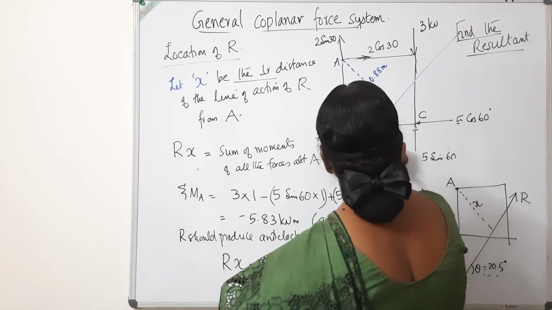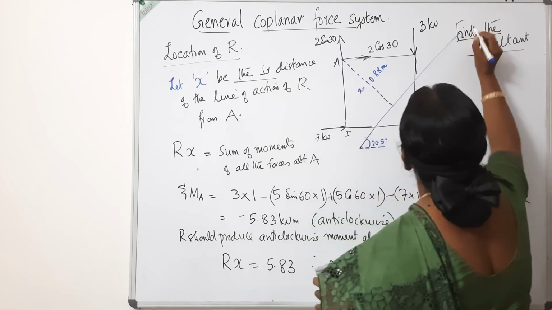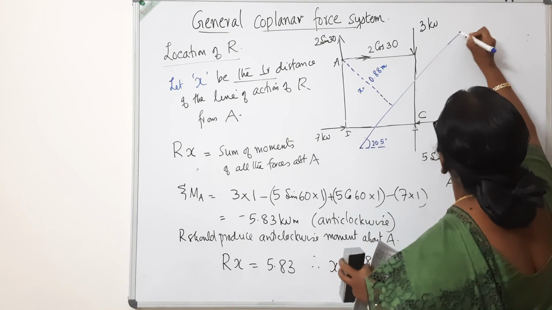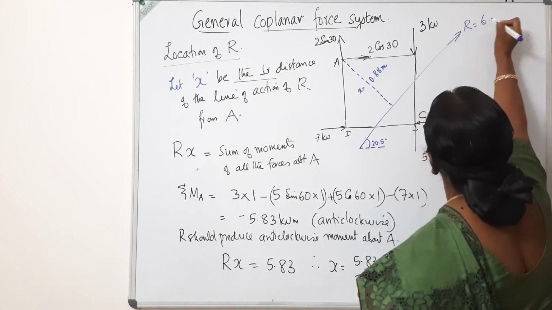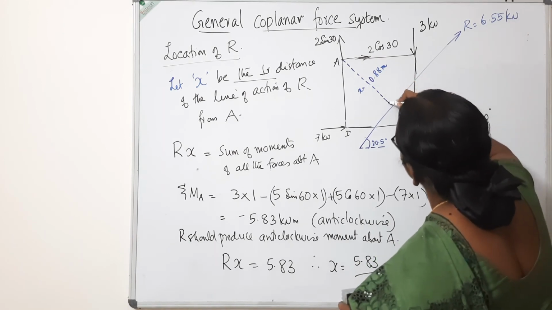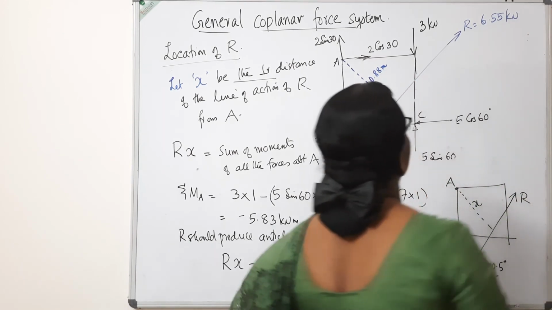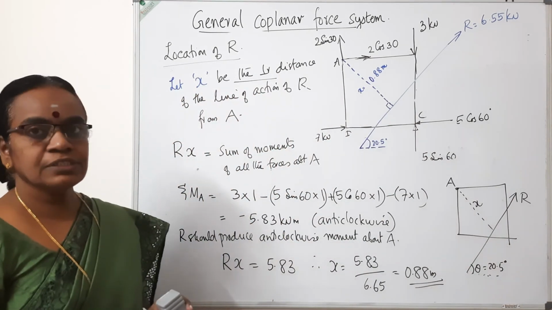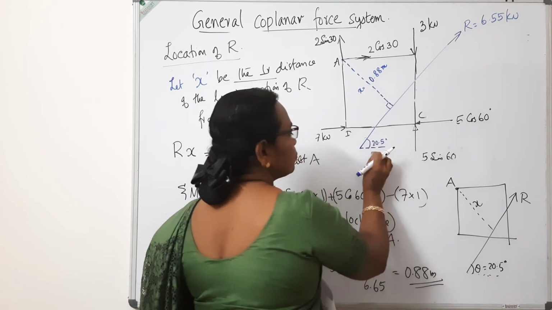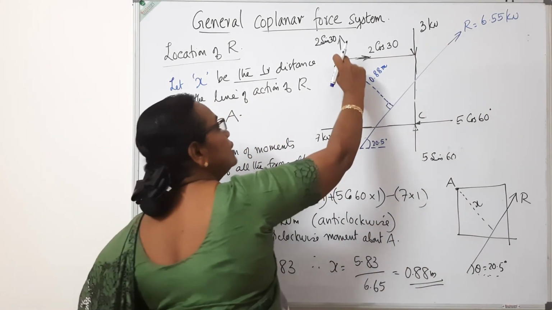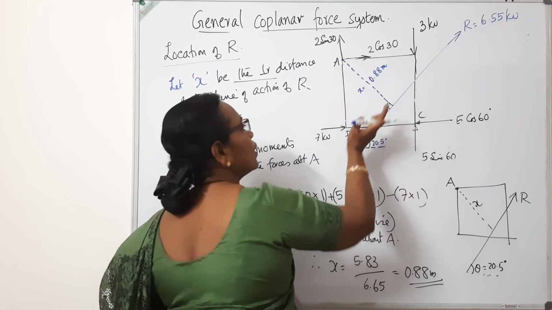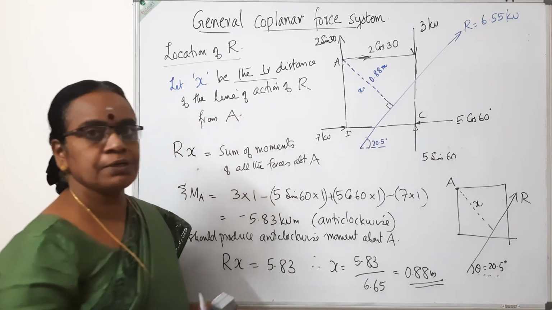20.5 degree. This is the resultant, 6.55 kilonewton. This is 90. So this gives you the location of the resultant. The resultant is 6.55 kilonewton, making an angle of 20.5 degrees with horizontal, and it is at a perpendicular distance of 0.88 meter below A. This perpendicular distance is 0.88 meter.